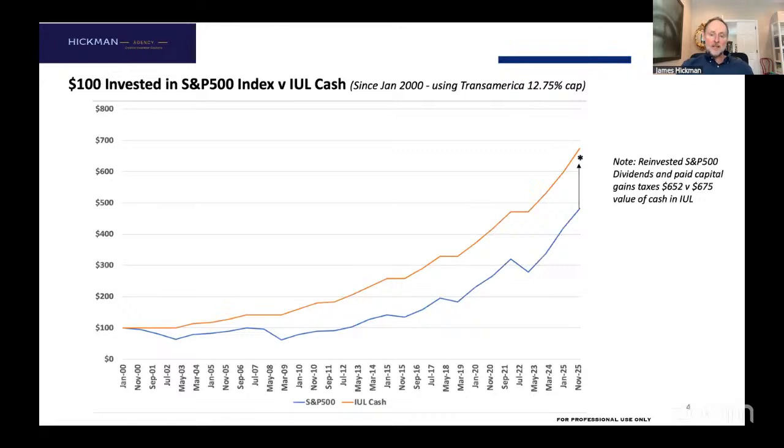So when I look at the cash in an IUL since 2000 and see that it actually outperformed a straight investment in the S&P 500, I wouldn't expect that long term, but that's the kind of performance you can get, especially if your entry point, your starting point, is when the stock market is at historically high values.